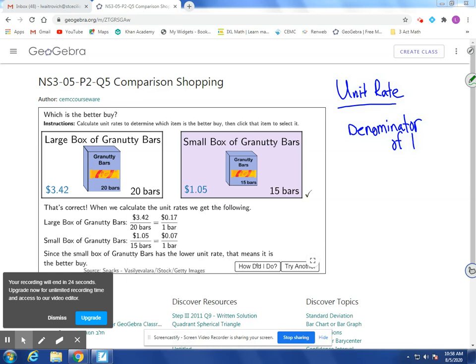So hopefully this has helped you feel a little bit better about unit rates and how to apply them when comparing. Let me know if you have any other questions.